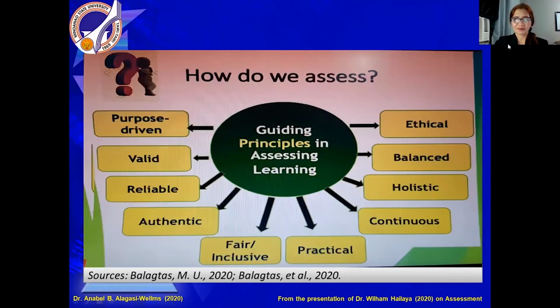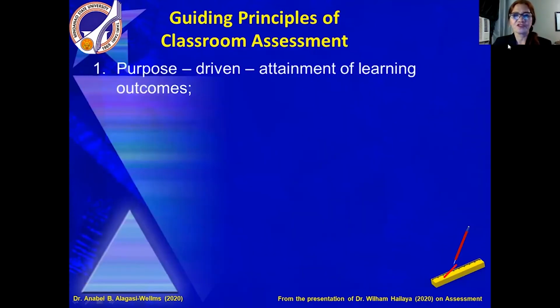How do we assess? There are guiding principles in assessing learning. So it's purpose-driven, valid, reliable, authentic, fair or inclusive, practical, continuous, holistic, balanced, or ethical. Let's look at this one by one. Purpose-driven. Every classroom assessment must have a purpose so that we will know the attainment of learning outcomes, whether the learning outcomes are achieved or not.